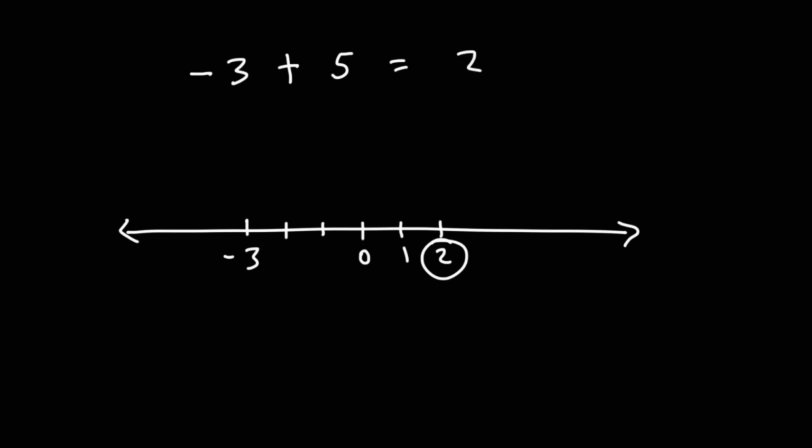You can also reverse the numbers. Negative 3 plus 5 is the same as 5 minus 3, which is also 2. If you were to start at 5 and subtract it by 3, that is, go 3 units to the left, this would be 1, 2, and then 3, which will take you to 2 as well.